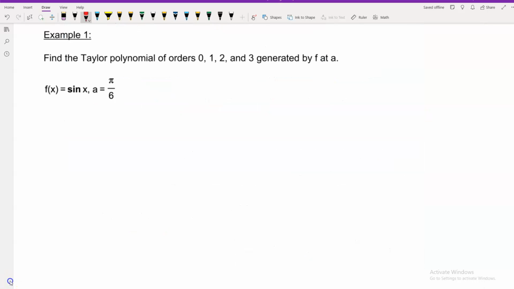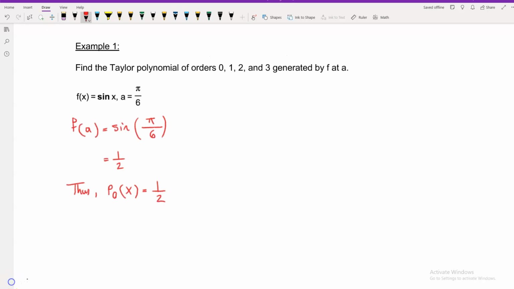Example: find the Taylor polynomials of orders 0, 1, 2, and 3 generated by f at a. f of x is equal to sine x, and a is pi over 6. So first, I'll find the Taylor polynomial of order 0. We have f of a equal to sine of a, where a is pi over 6, and sine pi over 6 is equal to 1 over 2. So this means P_0 is equal to 1 over 2.